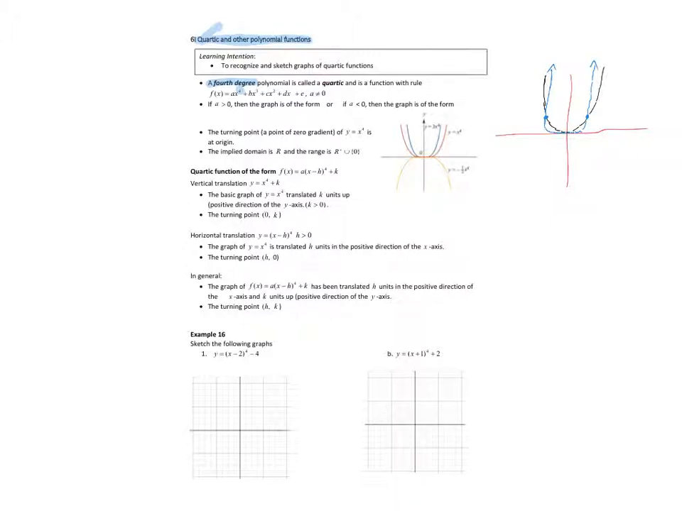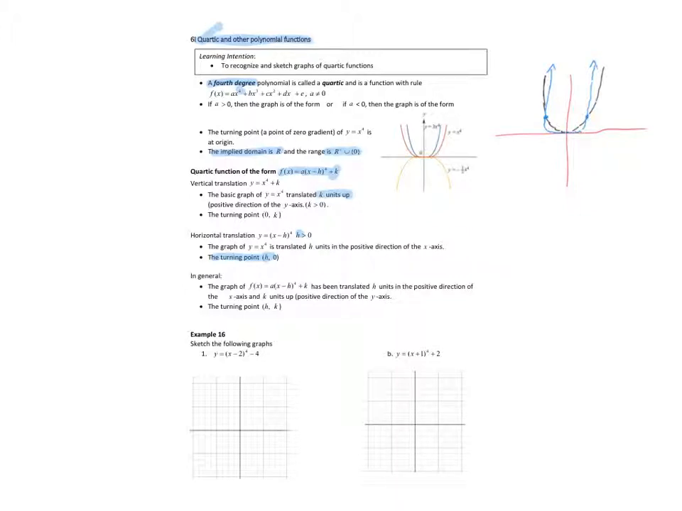As you would expect, the translations and shifts are exactly the same as they were for our parabola. If we have our quartic of this form, the domain is R, and the range of the graph is R plus with 0. We hit 0 and turn. So again, this graph goes k units up and h units to the right. It's exactly the same principle.